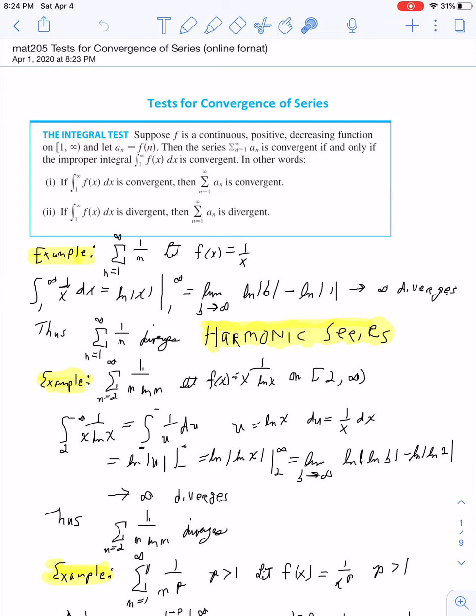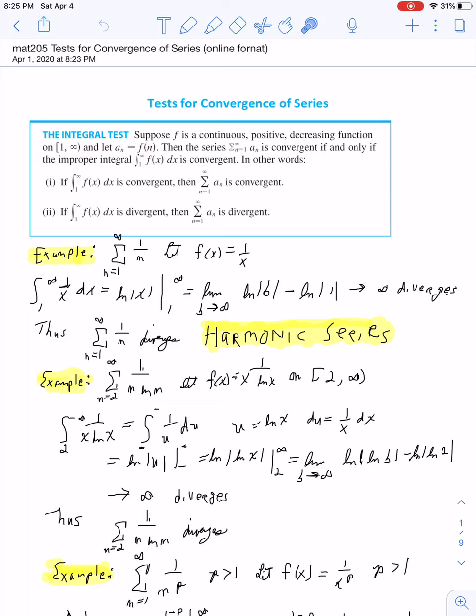So what does that tell me? That improper integral does what? It diverges. Well, the integral test then tells me that this series, 1 over n, diverges. All right, so in fact, that series diverges. In other words, if you sum up all the entries, it just gets bigger and bigger. By the way, as it turns out, this series is so important that it has a special name. It's called the harmonic series.